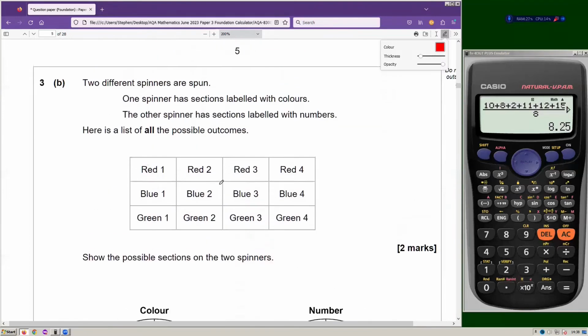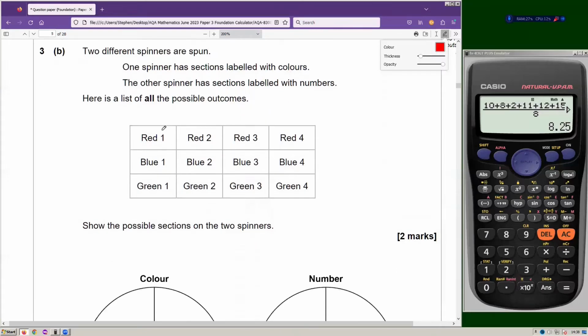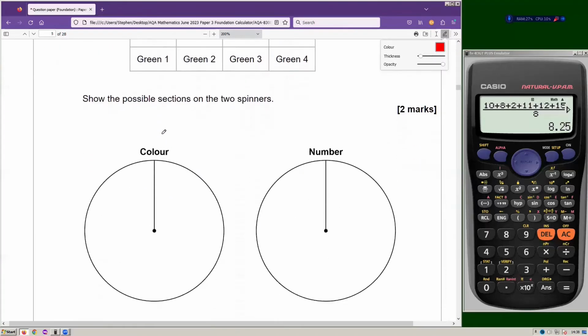Okay, let's make sure. 2 different spinners are spun. One spinner has sections labeled with colors. The other spinner's labeled with numbers. Okay. Well, there's 4 numbers. 1, 2, 3, 4. And there's only 3 colors, red, blue, and green. So the colors are going to be thirds, 120 degrees apart. And because we've got 4 numbers, that's going to be 90 degrees each.